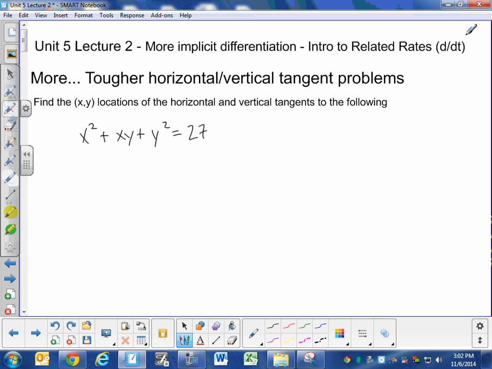We'll get there. Let's start with this problem. This is a tougher finding horizontal and vertical tangents problem. You'll see a couple questions like this that I wrote in for your homework, and you'll see a problem like this on your next quiz. Just like on your quiz today, you start by taking the derivative with respect to x of both sides, and you're trying to find dy/dx.